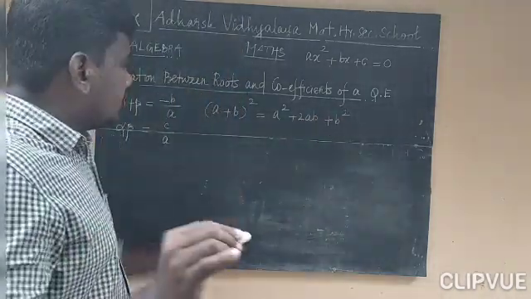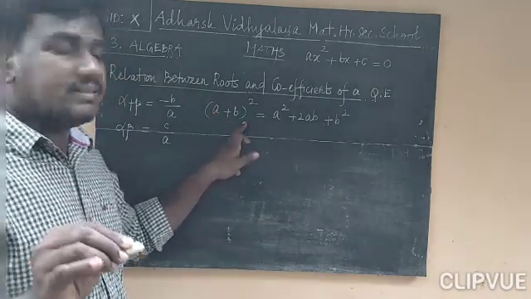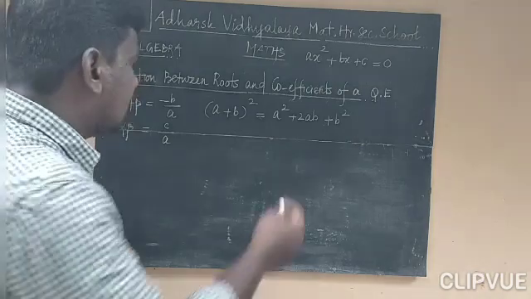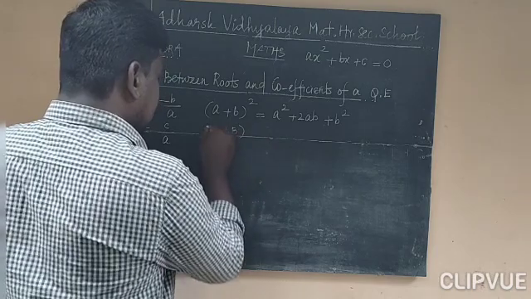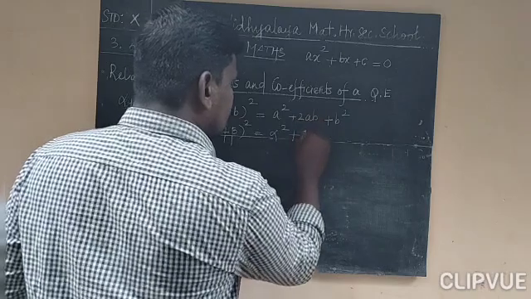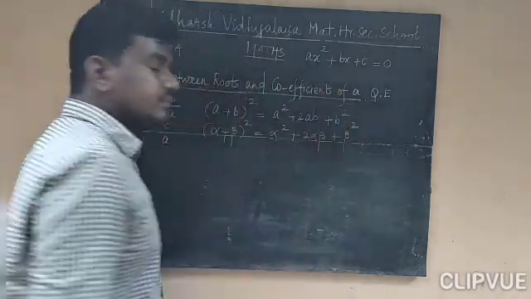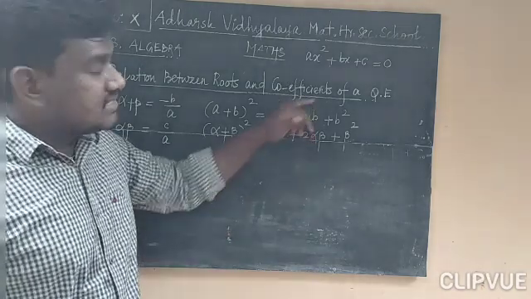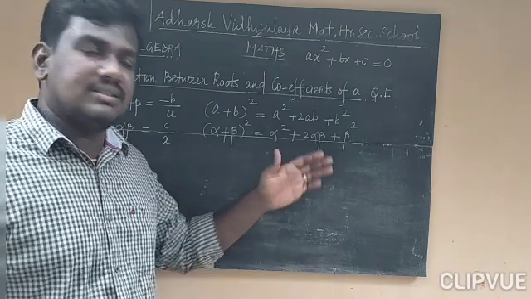Okay, if you replace a and b with alpha and beta, it becomes alpha plus beta whole square. So what do we get? Alpha plus beta the whole square is equal to alpha square plus 2 alpha beta plus beta square. Okay, so this is the formula. We got it from this algebraic identity. Now we are going to deduce some more formulas from this.